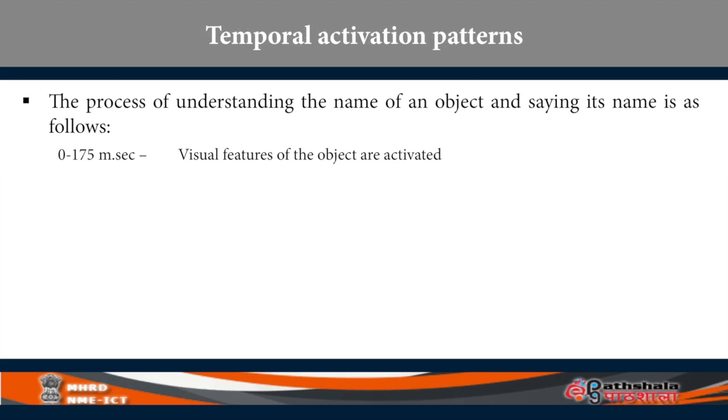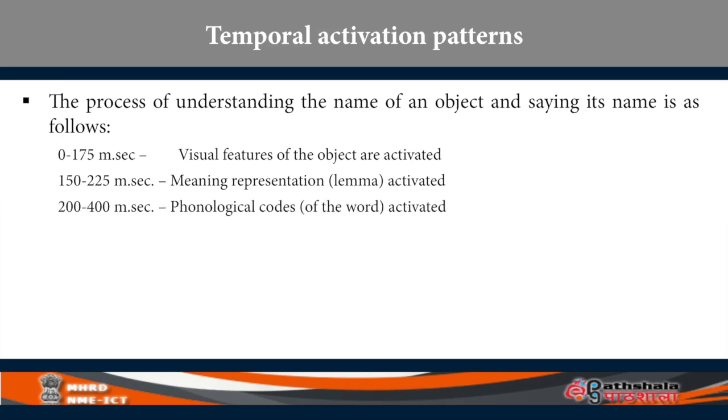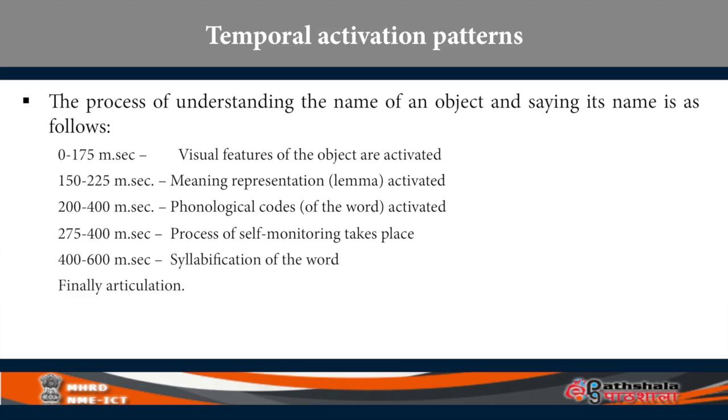From 0 to 175 milliseconds, you grasp the visual features of the object. You are looking at a picture, you grasp the visual features from 0 to 175 milliseconds. From 150 to 225 milliseconds, you get to the meaning. It's called lemma activation. From 200 to 400 milliseconds, you get to the phonological code, actual syllables and sounds and all that. The word is activated. From 275 to 400 milliseconds, you monitor your own speech and correct. Sometimes there is a slip of the tongue and you can correct it, monitoring. From 400 to 600 milliseconds, actual syllabification, and finally articulation.